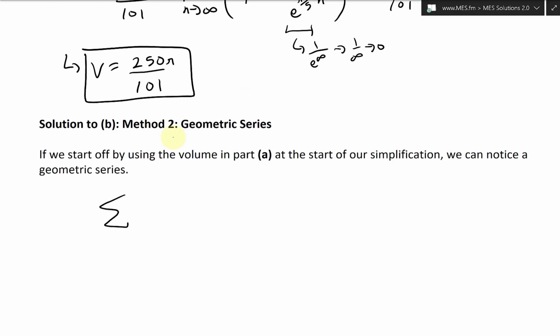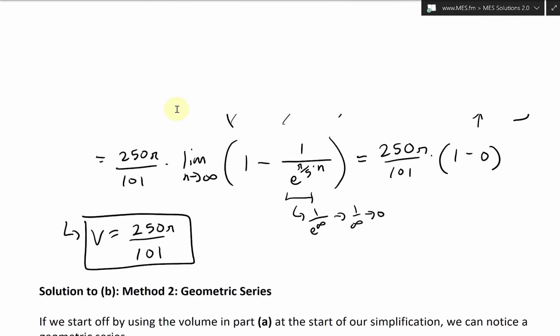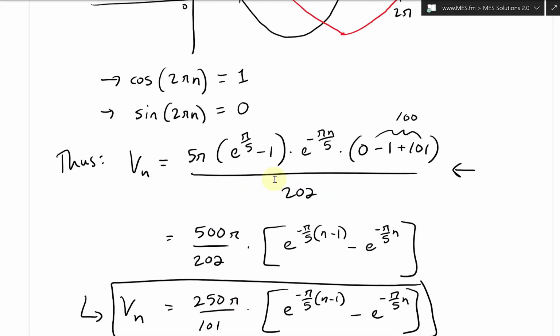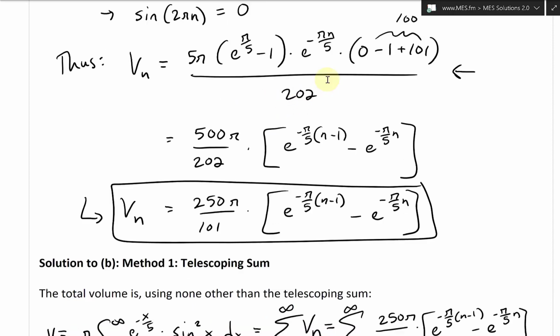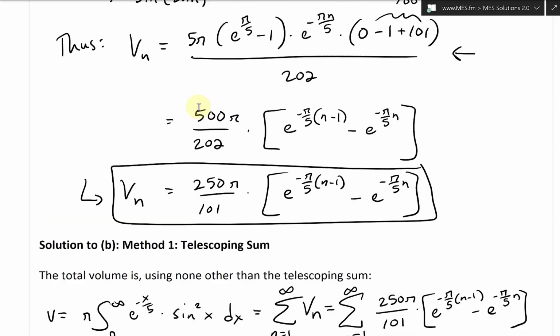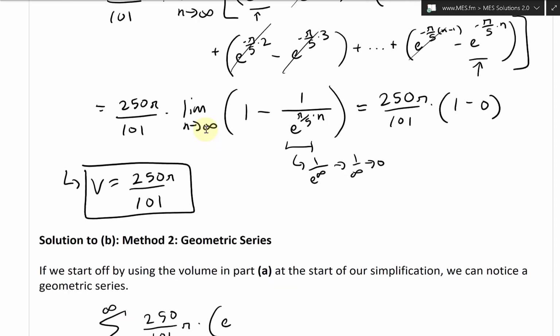I'm going to write the summation starting from 1 of 250 over 101, and then we're going to have pi times it by, and if you recall how that looked, it's key to make sure everything is correct: e to the pi divided by 5, minus 1, times e to the negative pi n over 5, and then we'll have this 250 pi over 101.